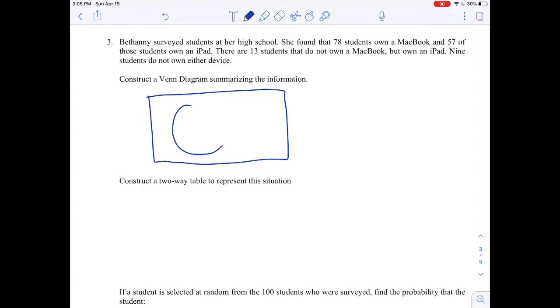So remember the Venn diagram setup we have? It's going to be like 2 circles that overlap. One of those is representing people who have a MacBook. One of those is representing people who have an iPad.